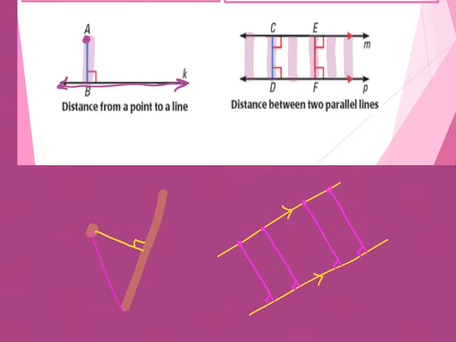So if I gave you this, and this said 5, and this said 4, and this said 3, and I asked you what's the distance between the point and the line, you're going to tell me it's what? 3. Does that make sense? Okay.